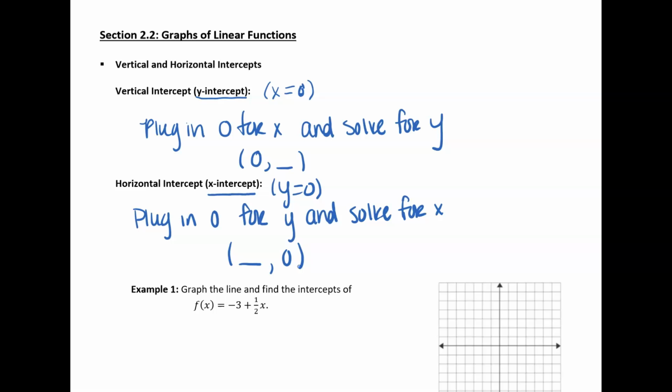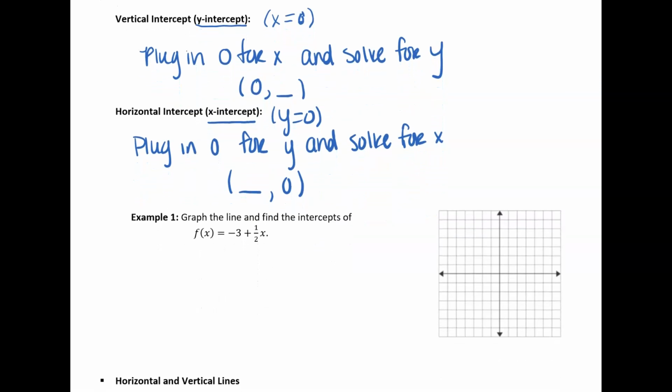So let's use this knowledge and these intercepts to help us to graph, because that's our whole point. We're trying to graph these things. It says graph the line and find the intercepts. For this one I want to split it into two parts. I want to first find the y-intercept, remember, we're going to be setting x equal to 0. And then I also want to find the x-intercept, so remember, we're going to have to set y equal to 0.